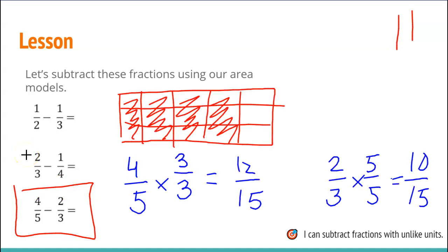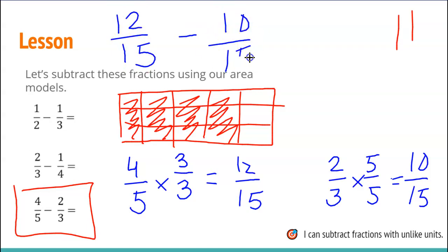Alright, so using our area model and using our identity property of multiplication, we can go ahead and rename 4/5 as 12/15. And from that, I am subtracting 2/3, which I can rename as 10/15. And what is my final answer? Well, it would be 2/15.